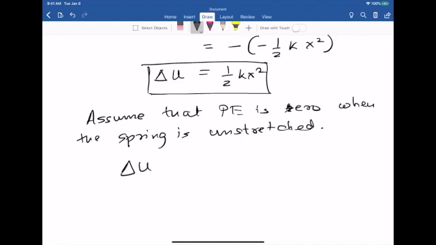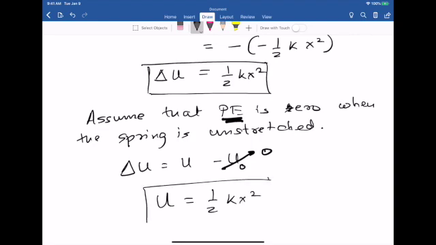So delta U typically means U final minus U initial, right? So U initial in this case was 0 because the spring was unstretched. And so delta U, or I'll just use my standard notation where the initial has a 0 subscript and final has no subscript. So if the spring was stretched starting from its unstretched condition, then U initial would just be 0 by assumption. We just assume that the potential energy is 0 when the spring is unstretched. And so delta U is just equal to U. So we could just write this equation as U is equal to half kx squared.